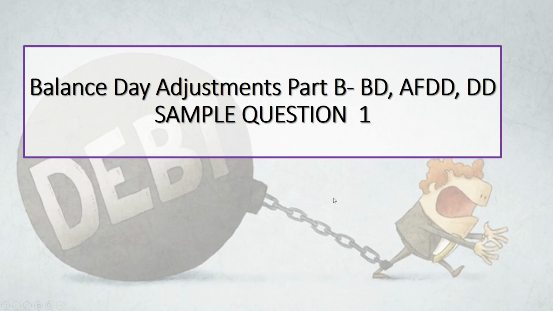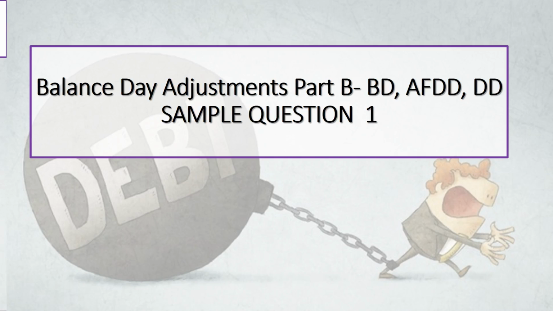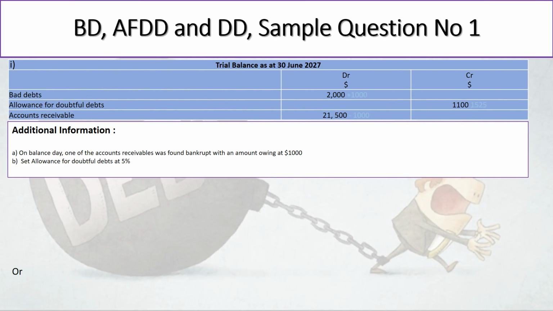Okay, welcome back. So let's do an exercise on sample questions on how we are going to apply bad debts, FDD, and DD. Okay, so this is sample question number 1 in regards to that. Under the trial balance shown here, the bad debts for the financial year is 2,000. Allowance for doubtful debts is 1,001.